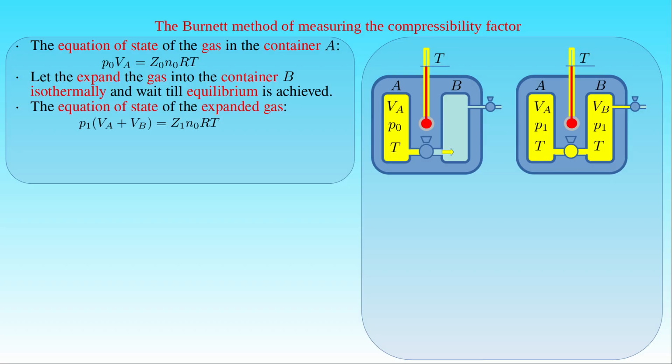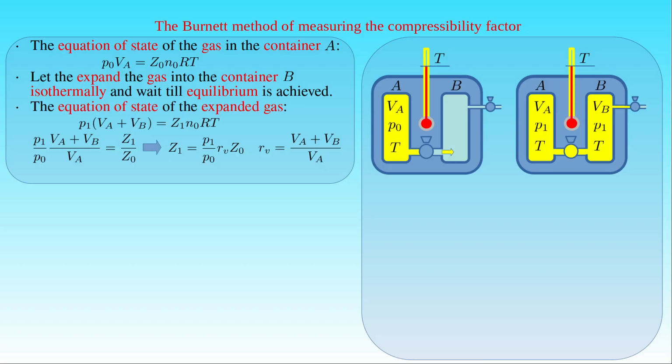If we divide the second equation of state by the first one, then we can write the ratio of P1 to P0 times the ratio of the sum of VA and VB to VA as the ratio of Z1 to Z0. As a result, the compressibility factor Z1 in the first step can be expressed by the ratio of the pressure P1 in the first step to the initial pressure P0, times RV times the compressibility factor Z0, where RV is the ratio of the volume expansion of the gas, that is the ratio of the sum of VA and VB to VA.